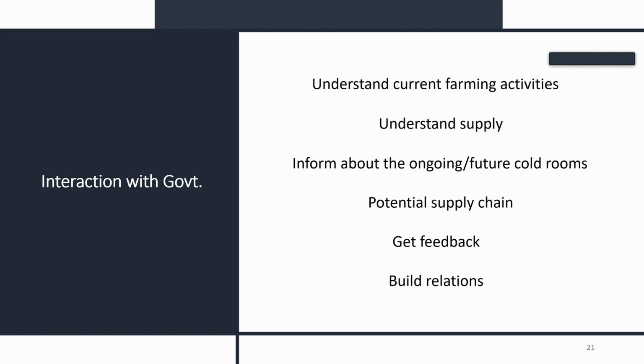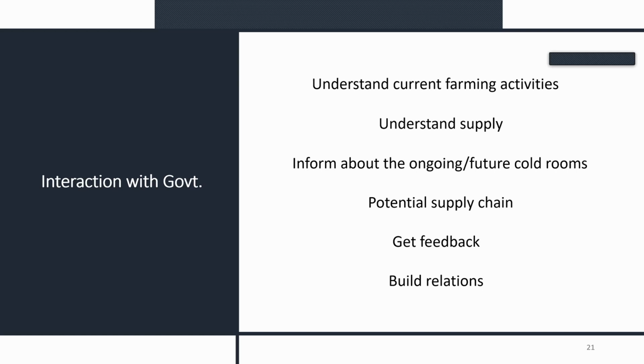So we understand if they are growing a particular kind of crops or vegetables. We also try to understand the supply, what kind of food crops, vegetables and fruits are being grown, so that we can also map this supply data with the demand side.